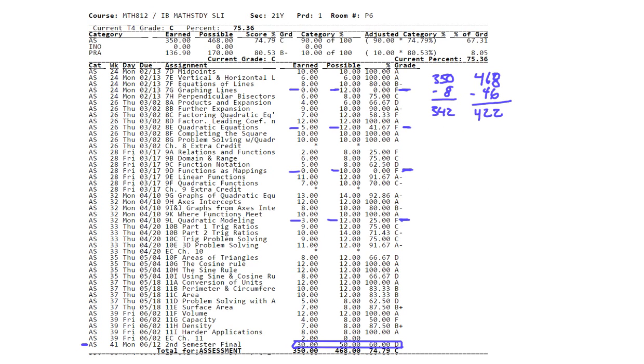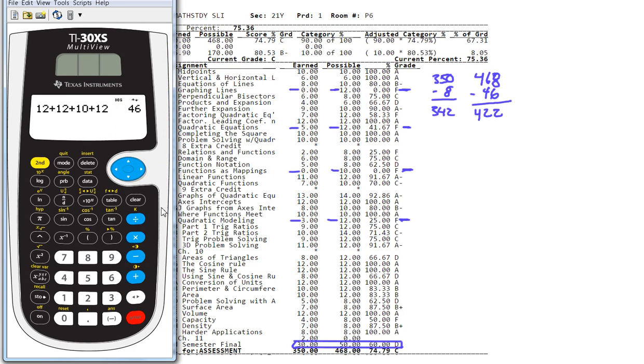So let's see what that takes us to with our grade. We're just going to take 342 divided by 422. We push equals, and now we're at our test score. Test average instead of 74.79 is 81.04.